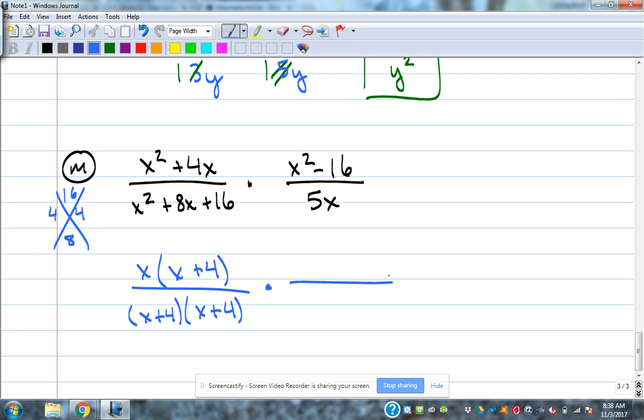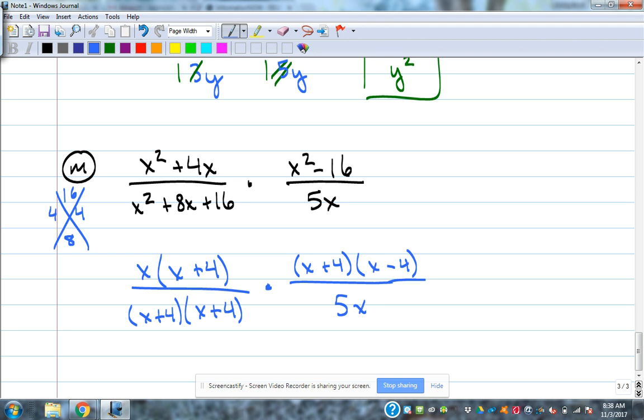X squared minus 16. Jaden, I'm going to say you meant this one is a difference of squares, I hope. Yeah, that's what I thought. All right. So how does that factor then? x plus 4 and x minus 4. Does 5x factor the denominator there? And nothing you can do to that. Just leave it 5x.